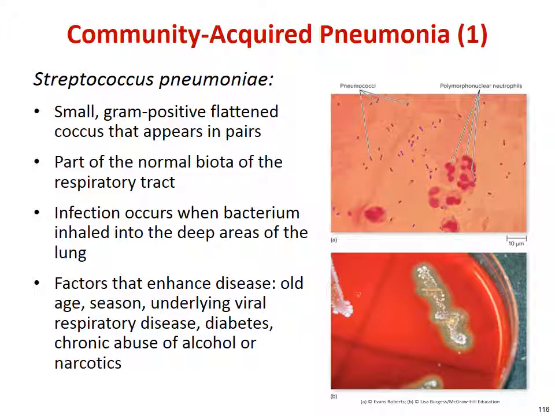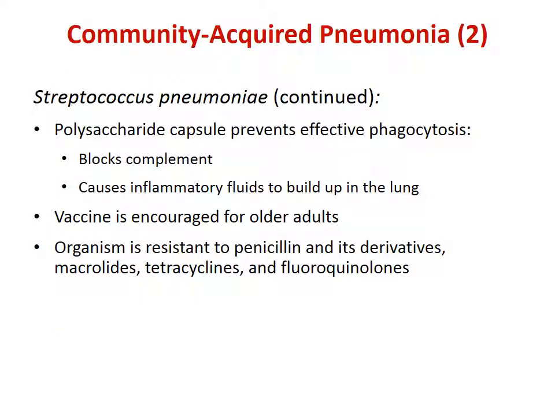So things like old age, seizing, underlying disease that is already affecting the respiratory pathway, diabetes, abuse of alcohol and drugs. These are the things that typically set off Streptococcus pneumoniae. And as a result, this thing grows quite readily. It has a polysaccharide capsule, so it doesn't respond to phagocytosis well. Again, it blocks complement. It causes significant amounts of inflammation and fluid to build up. The idea here is this thing can and will be pretty bad. And so vaccines are actually widely encouraged, especially later in life, whenever you're most likely to get this.